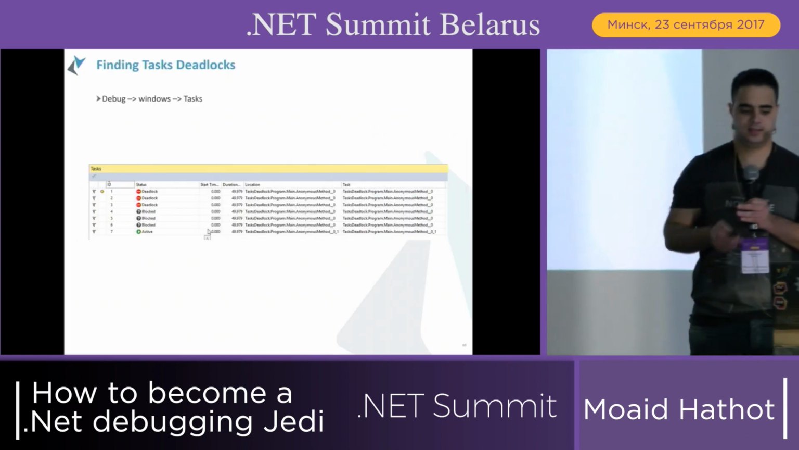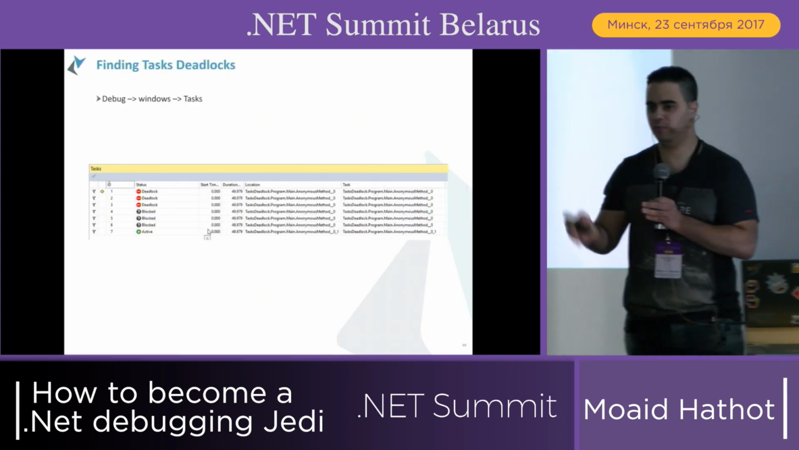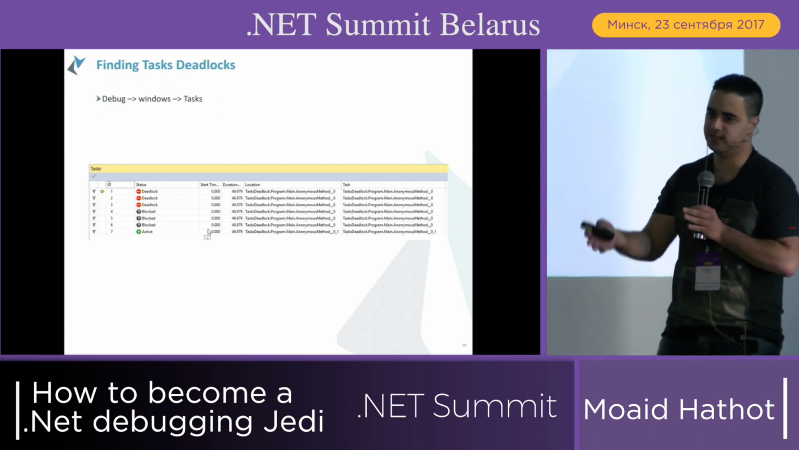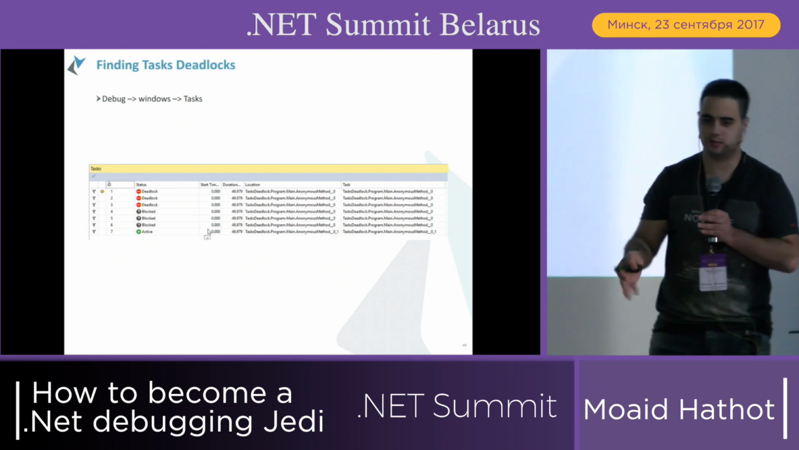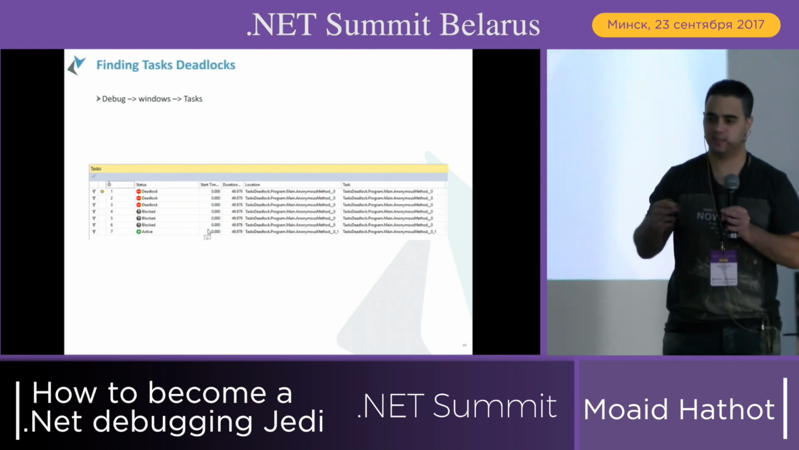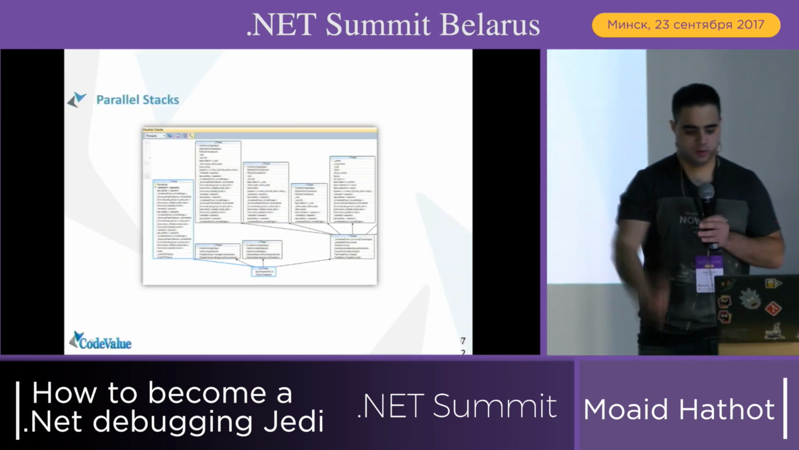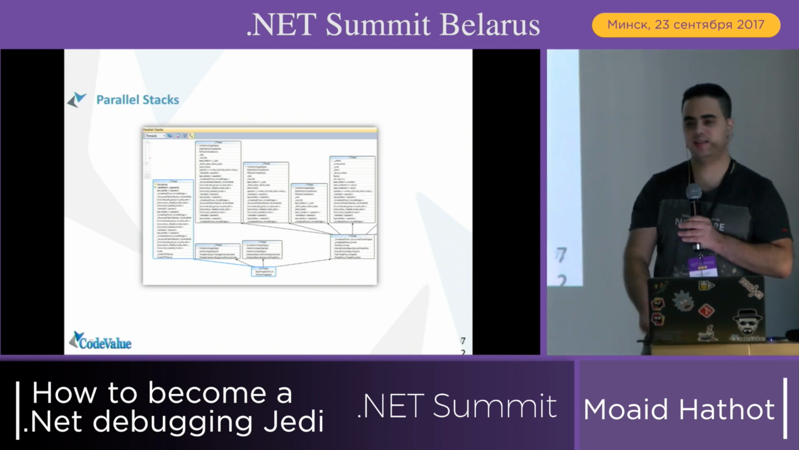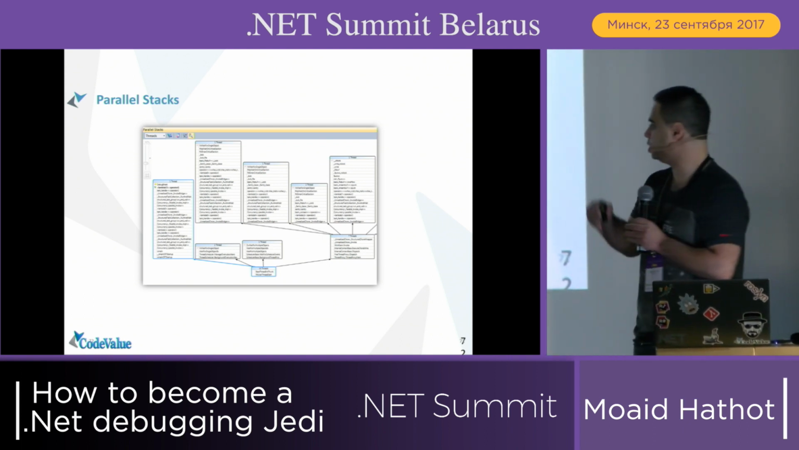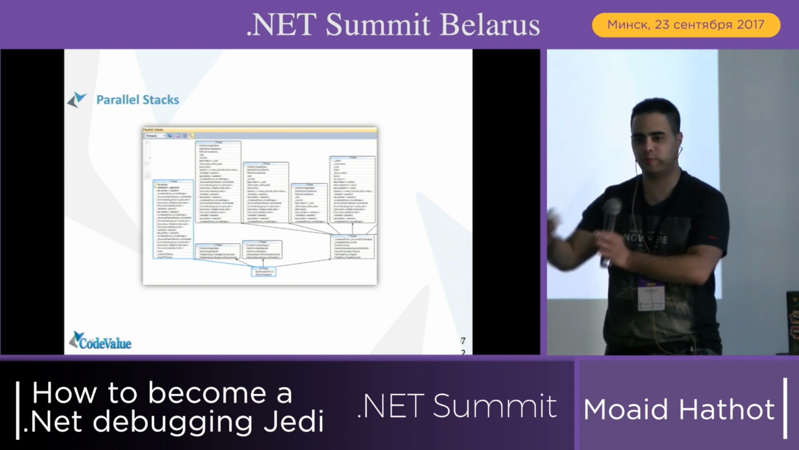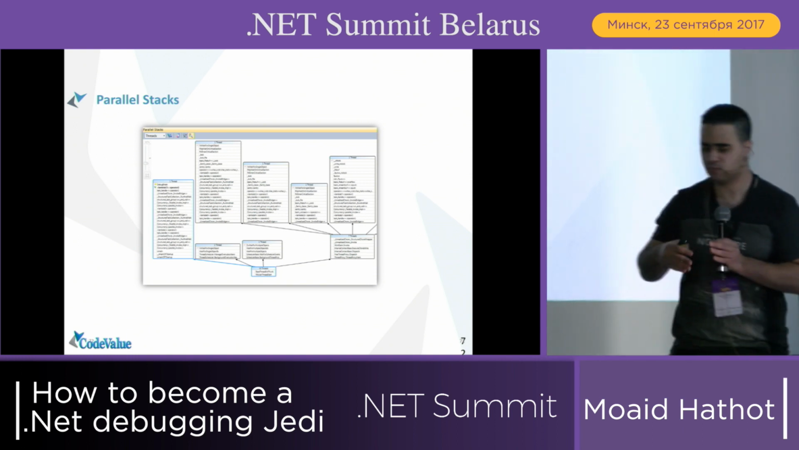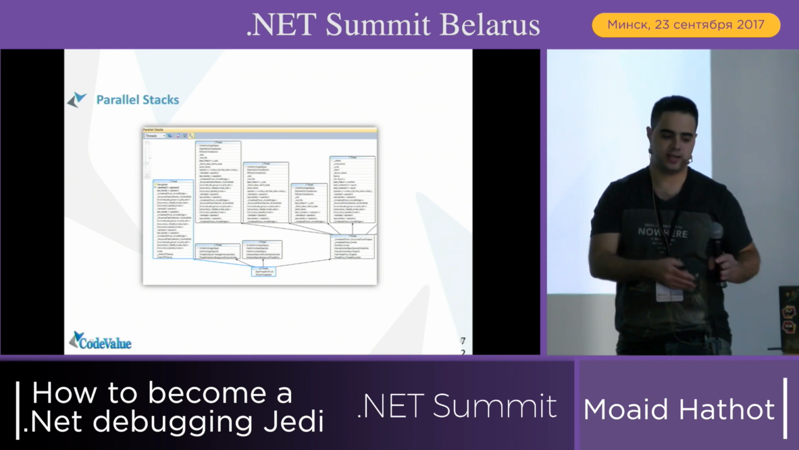So we have the tasks window that is similar, but we can see the details of the tasks, and sometimes it can also determine whether there's a deadlock or not, according to how complex the deadlock is. But most importantly, we have the parallel stacks window, which shows us the stacks and how we got to the current point in the execution, for threads or for tasks.